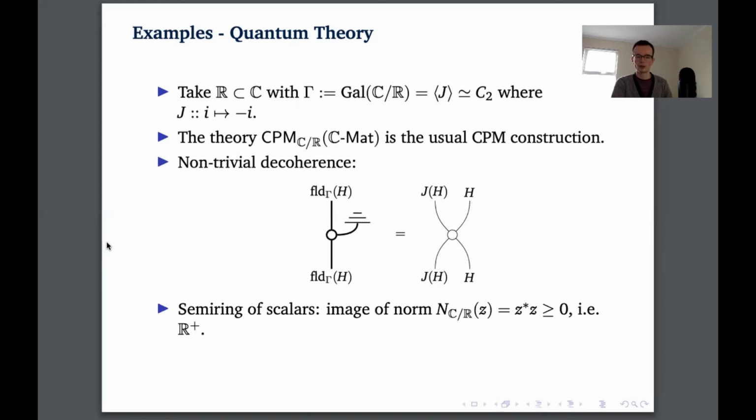Finally, the semi-ring of scalars is just given by the image of the field norm. In this case, that's Z star times Z, and these are just positive real numbers, so we get that the semi-ring of scalars is, as we expect, R plus.